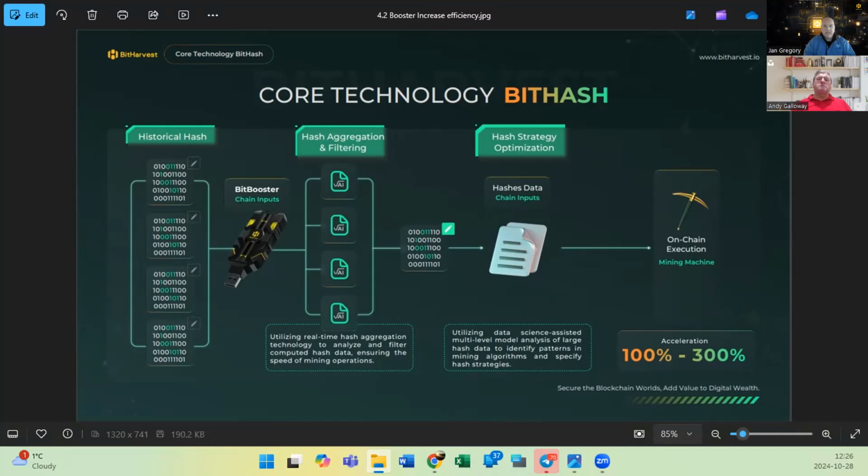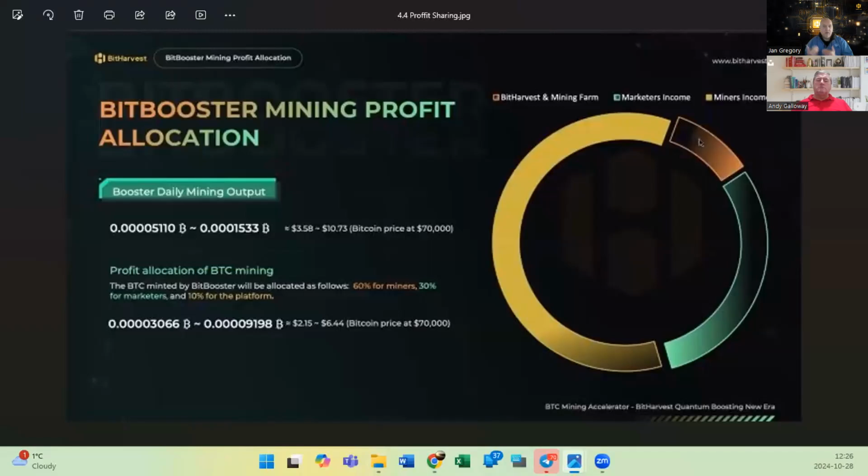Our machine itself, the mining that it does, speeds up the efficiency. There we go, that's the picture I was looking for. We share out with the mining company the Bitcoin that is earned.